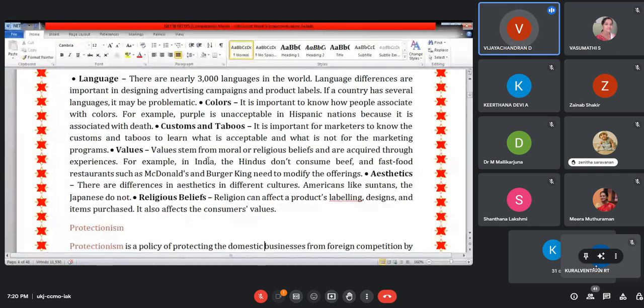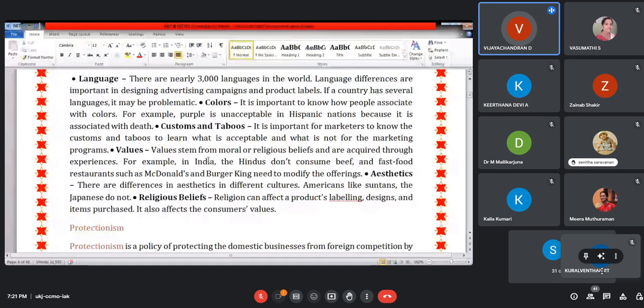The color, or I'll say yes, 5 years back, Pepsi introduced a product in blue color. I think you know. Yes, 5 years back, Pepsi was in blue color, but that was not accepted by the people. The product became a failure. Also, oil pulling. Oil pulling is good for health, but because of the values and the beliefs, the company could not catch the market. Aesthetics. So the difference in the cultures. Americans like such things, the Japanese do not.